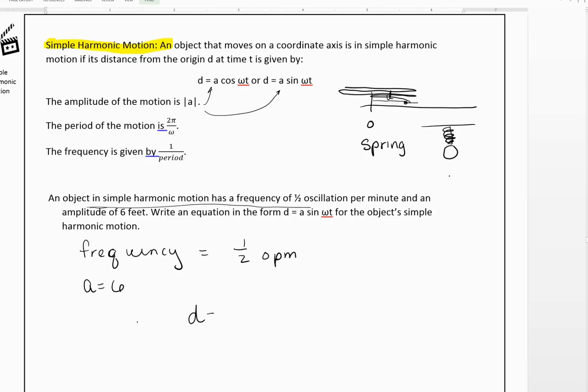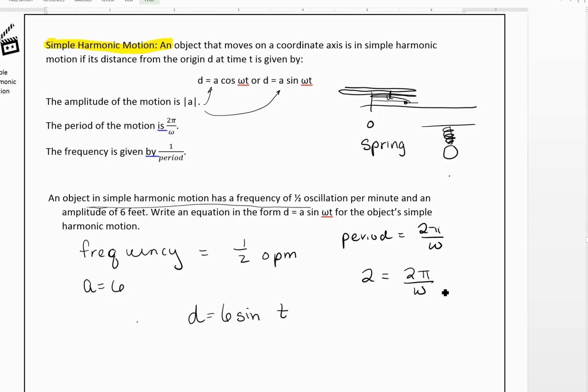So we know it's going to be d equals 6 sine, and we need our omega. We know that the period is 2 pi over omega, and we also know that the frequency is 1 over the period. Another way to say it is that frequency is the reciprocal of the period. So our period here must be 2, since the frequency is 1/2. So 2 equals 2 pi over omega.